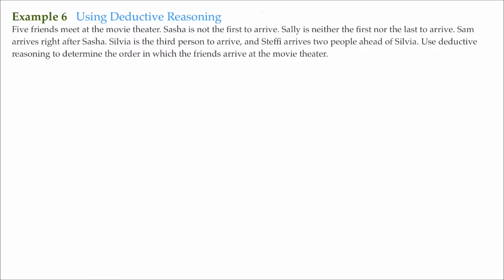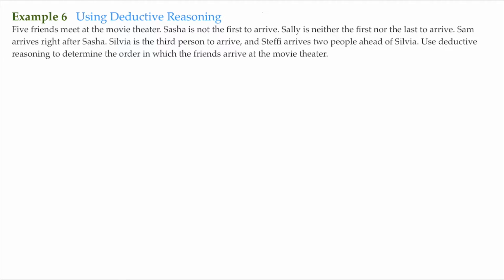So we will continue using deductive reasoning with this example, and it states, 5 friends meet at the movie theater. Sasha is not the first to arrive. Sally is neither the first nor the last to arrive. Sam arrives right after Sasha. Sylvia is the third person to arrive, and Steffi arrives 2 people ahead of Sylvia. Use deductive reasoning to determine the order in which the friends arrive at the movie theater.